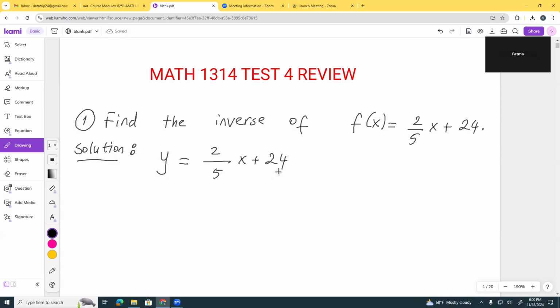What's step number 2? Then always we exchange the x and y. Where we see y, what am I going to write? X, 2 over 5 gets copied. Instead of x, what am I going to write? Y plus 24. This is the most critical step here, exchanging the x and y to find the inverse of the function. Okay, are we done? Now the last step will be isolating the y, because once we isolate the y, that's going to be the answer we're looking for. How can I isolate the y here?